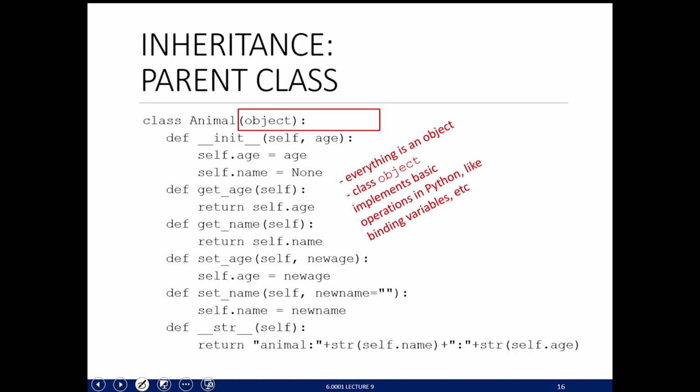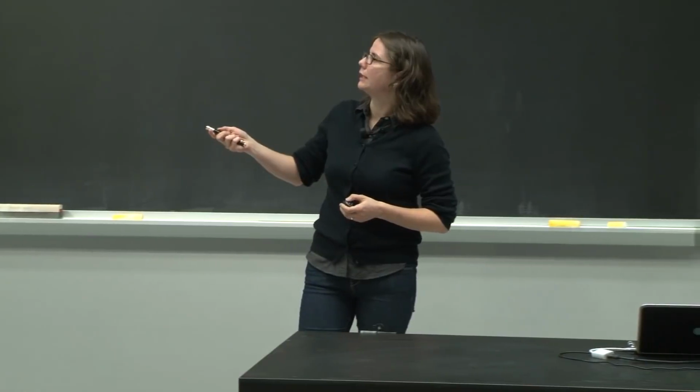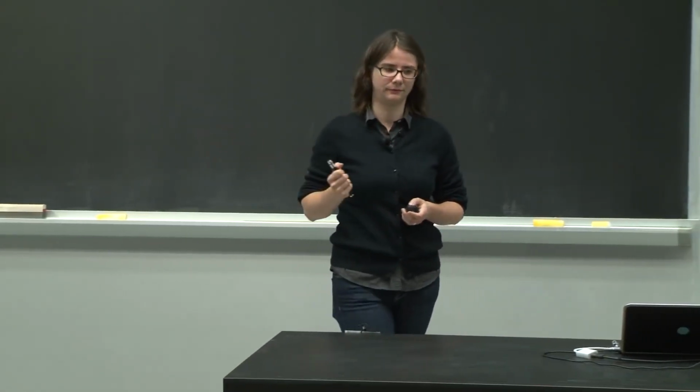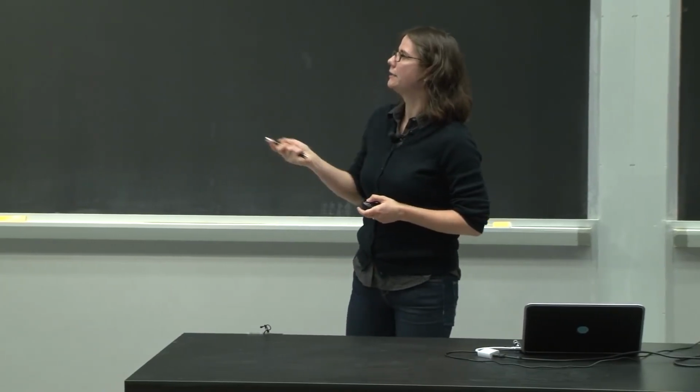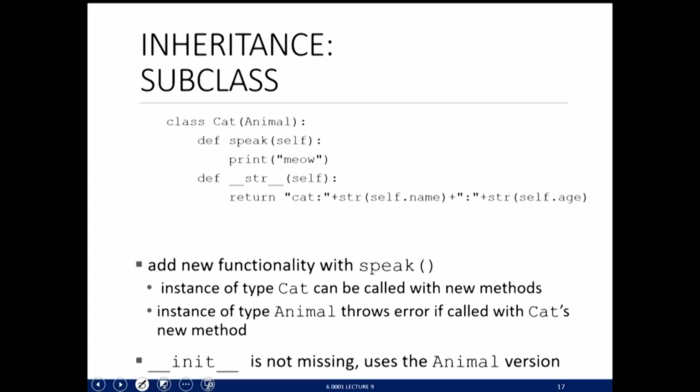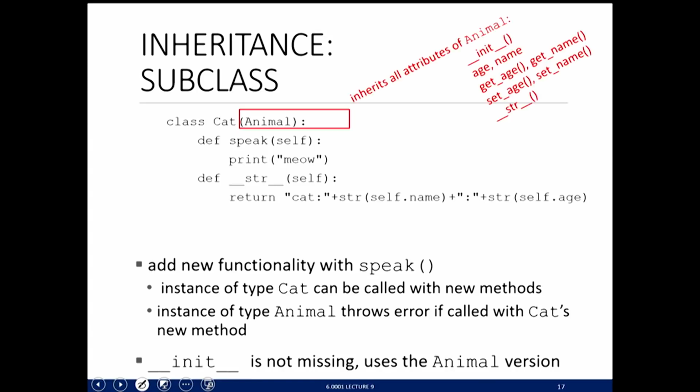All right, now let's create a subclass of animal. We'll call it cat. Okay? We create a class named cat. In parentheses, instead of putting object, we now put animal. And this tells Python that cat's parent class is animal, so everything that an animal can do, a cat can do. So that includes all of the attributes, which was age and name, and all of the methods. So all the getters, the setters, the str, the init, everything that the animal had, now the cat class has.